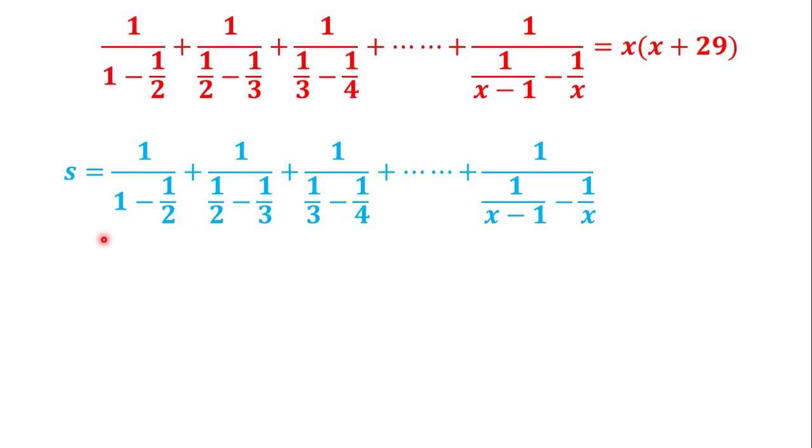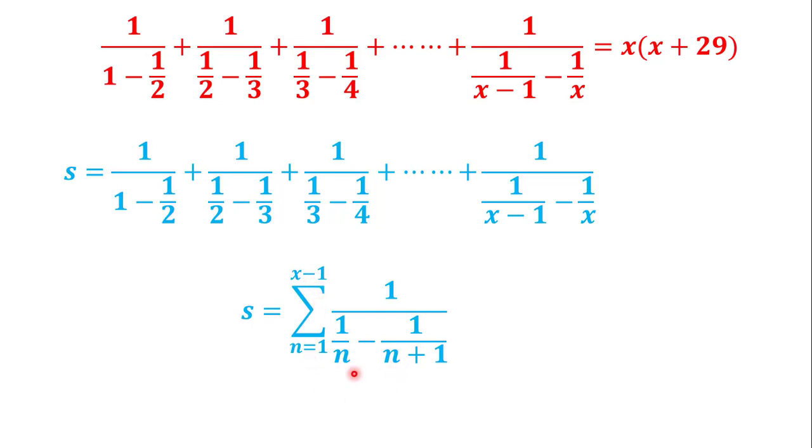As you can see, we have a series, and this series can be represented in a compact form called summation or sigma notation. So we can write S equals sigma of 1 over n minus 1 over n plus 1, as n goes from 1 to x minus 1.